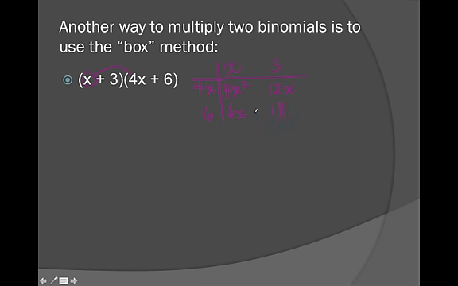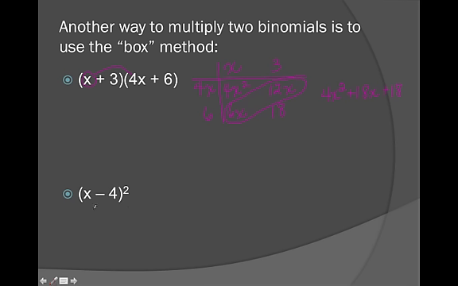Notice my like terms are on the diagonal right here, and I'm going to combine those like terms. So my final answer is going to be 4x squared. I'm going to add these two for 18x and my constant plus 18. Okay, I'm going to try that one more time so you can see what that is.